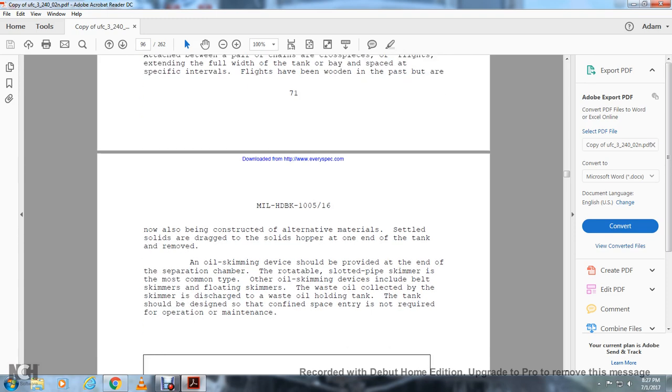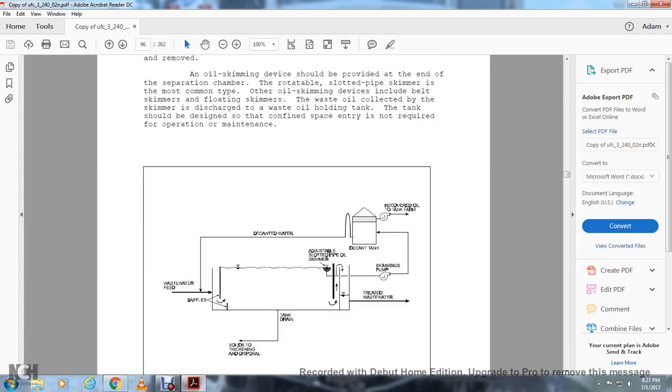The oil skimming device should be provided at the end of the separation chamber. The rotatable slotted pipe skimmer is most common. Other oil skimming devices include belt skimmers and floating skimmers. The waste oil collected by the skimmer is discharged to the waste oil holding tank. The tank shall be designed so that confined space entry is not required for operation and maintenance.